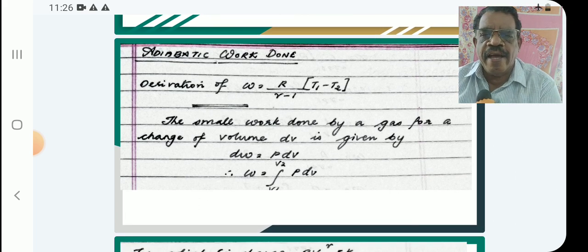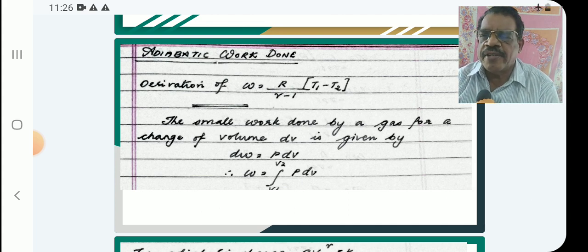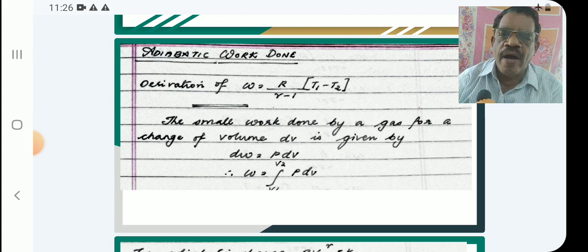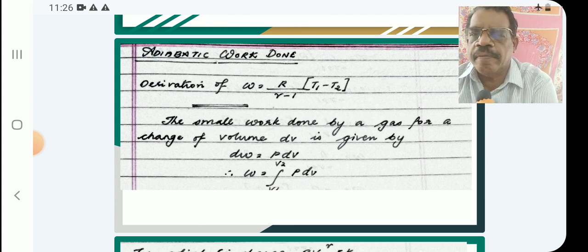Work done in an adiabatic process is the first topic we discuss. Isothermal work and adiabatic work can be asked as a single long answer type question. Derive expression for isothermal work done and derive expression for adiabatic work done. That may be the question.